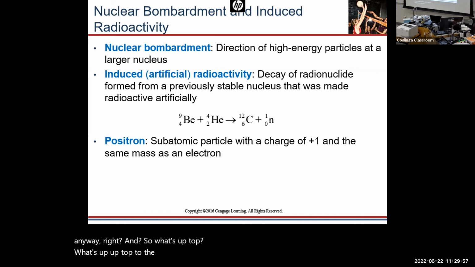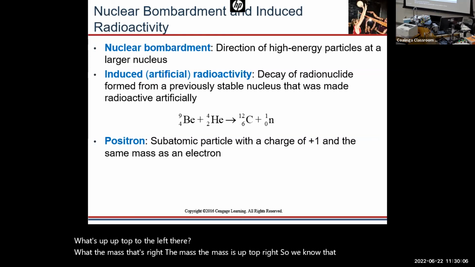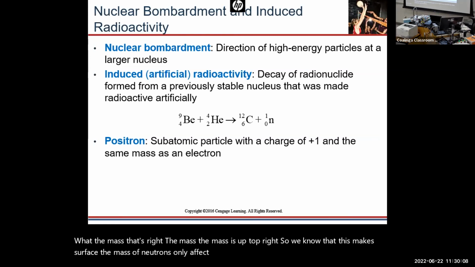The mass, that's right. The mass is up top, right? So we know that this makes reference to the mass. So neutrons only affect what? The mass. So it affects the mass of the atom, right? So that's the reason why we write a neutron. Okay?